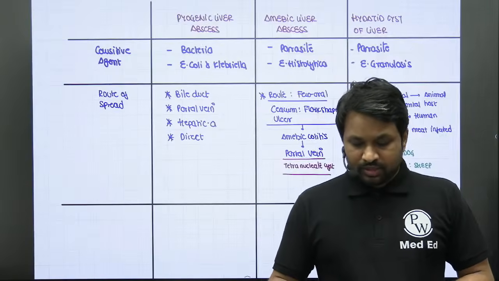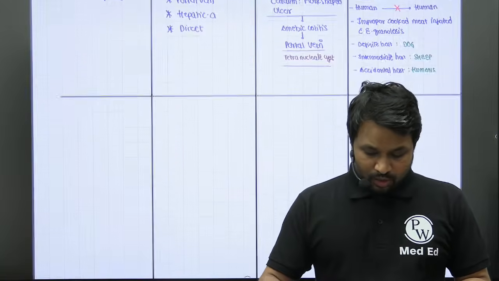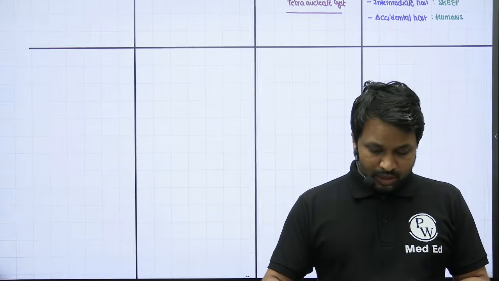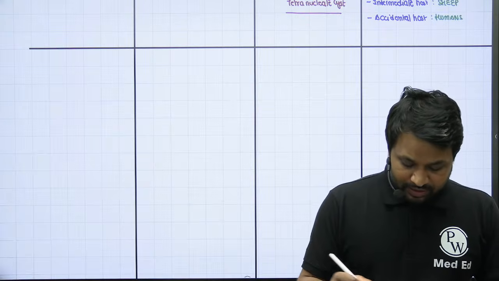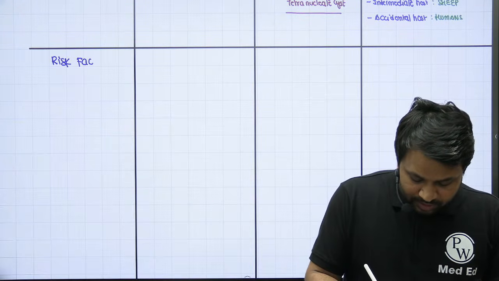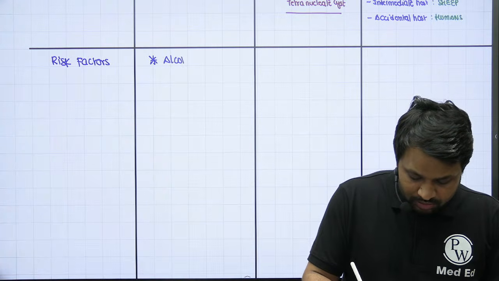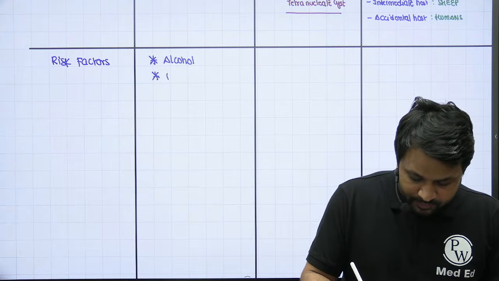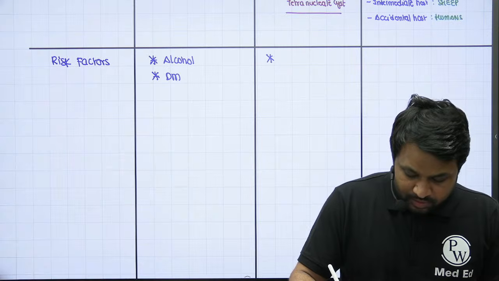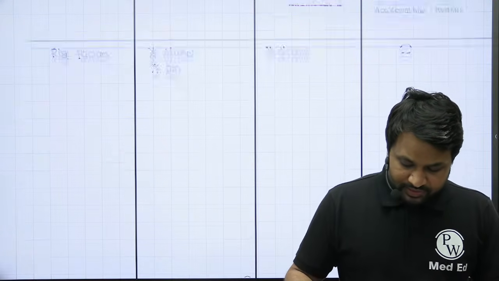Right? This is how the organism is going to reach inside the liver. Now, when it reaches the liver, we should understand what the attributable factors are. They are called risk factors. The risk factors associated with pyogenic liver abscess are alcohol and diabetes. Here it is only alcohol. In hydatid cyst, there is no specific risk factor.